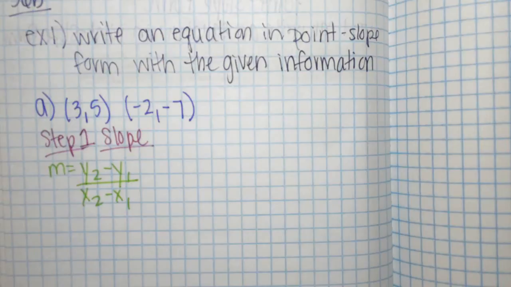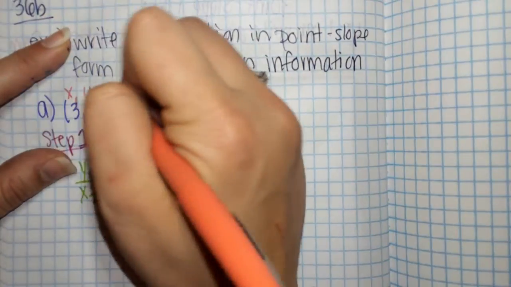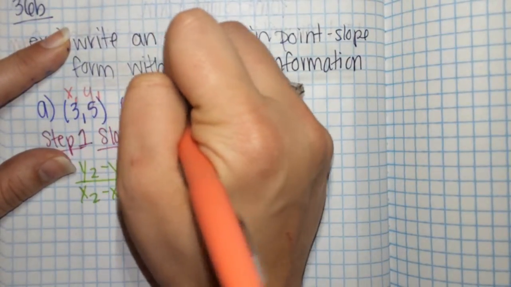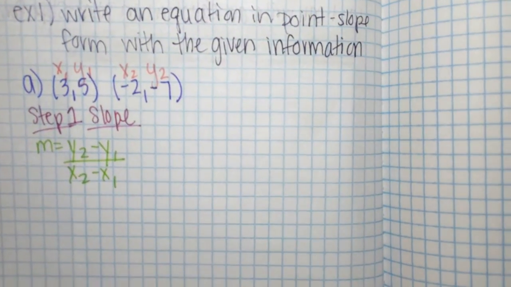What should we do before we start plugging in? No, what should we do? Tiara? Label your points every time. Take a point, Tiara. So, x1, y1, x2, y2. Every time.